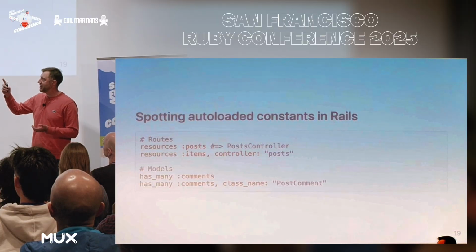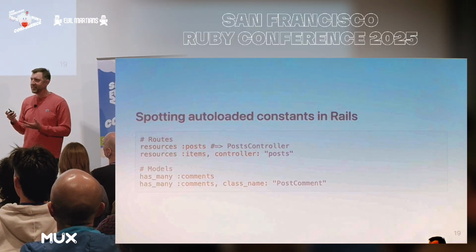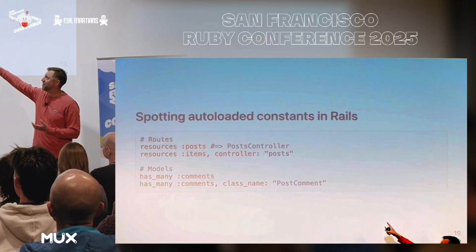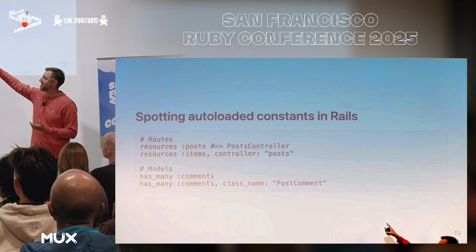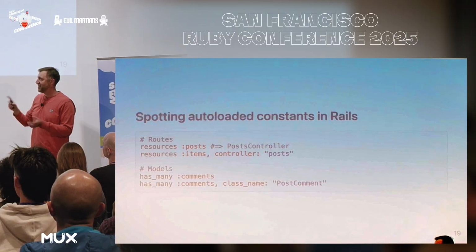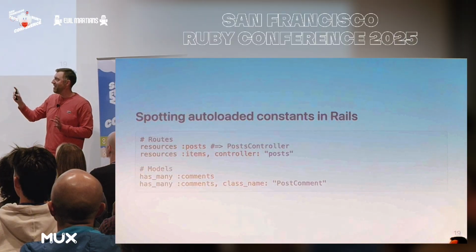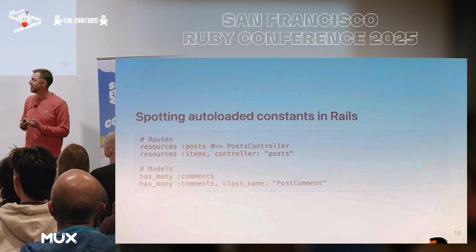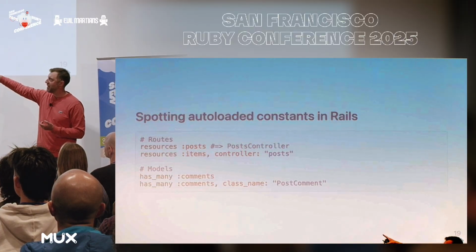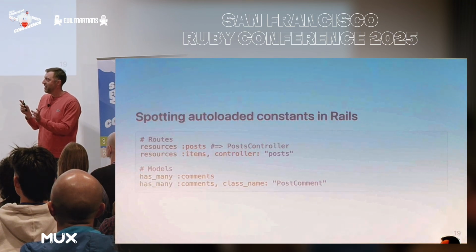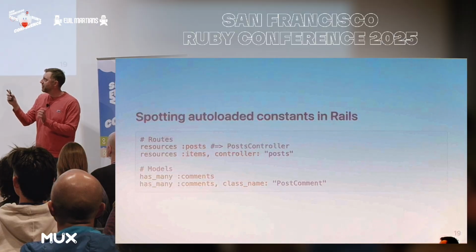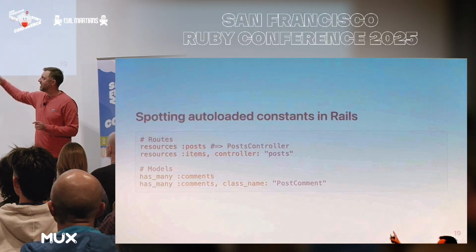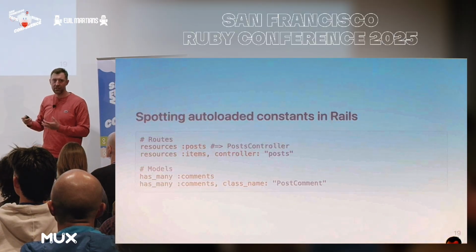So in routes, where you have this resources DSL, and even if you say controller, it's not even the name of the constant, it's the controller name, so there's this whole other convention. And with models, this is an example of associations where it'll either conventionally be the comments class, or you can say the class name, and again, it's the string and not actually the constant.